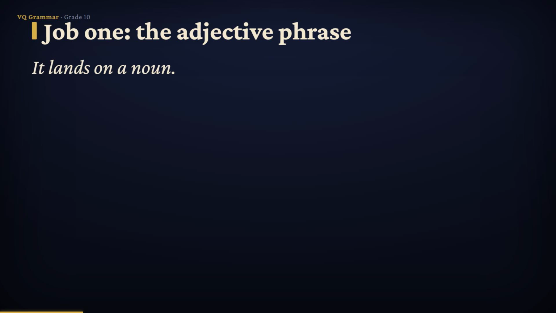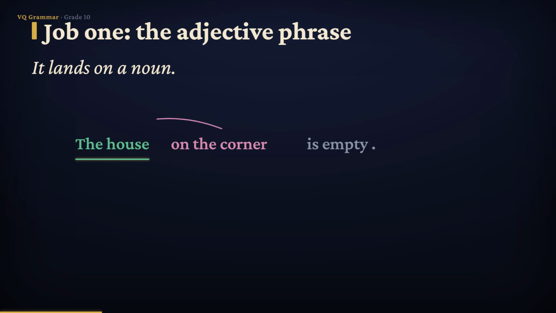A prepositional phrase can do the work of an adjective. Look at this one. The house on the corner is empty. Start with the noun, house. Then comes the phrase, on the corner. And the sentence finishes, is empty. Now ask yourself a question. Which house? The one on the corner. See how the phrase reaches back and points straight at the noun house?